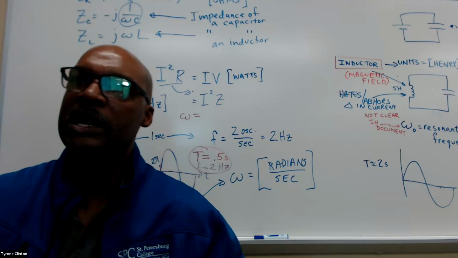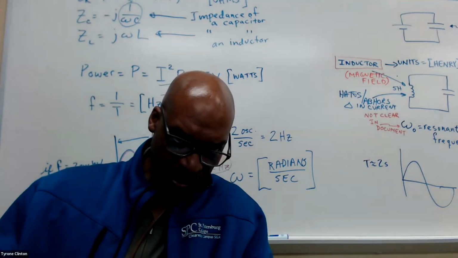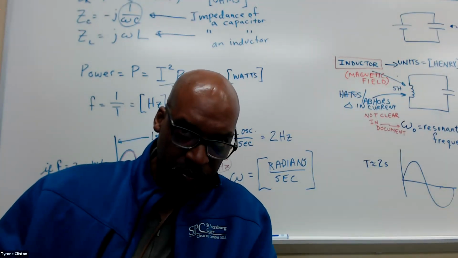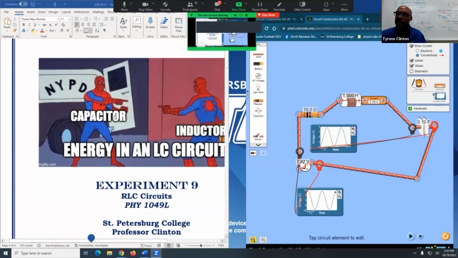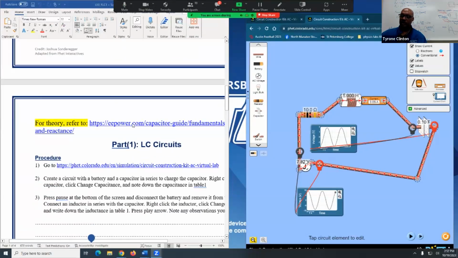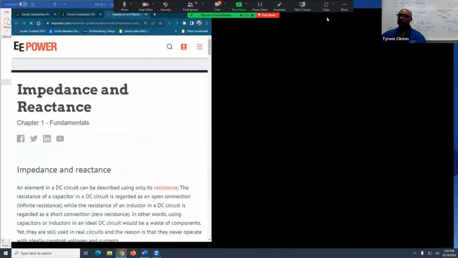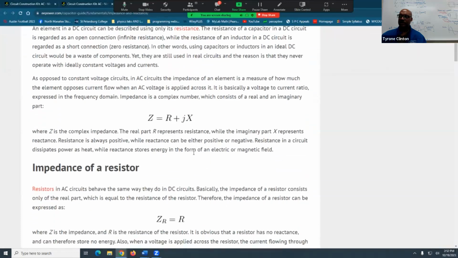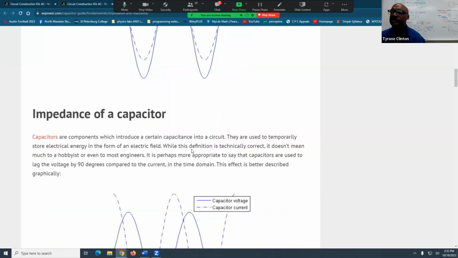So let's look at the other handout that we want to look at as well. Let me share my screen one more time. So at the very top here, you have a handout that just takes you to this website. You don't have to sign up or anything. And it walks you through each one of these pieces, talks about impedance, just as I did.